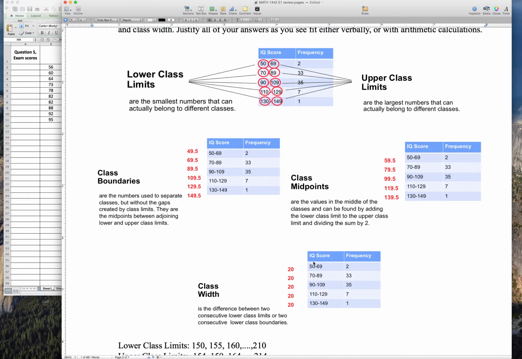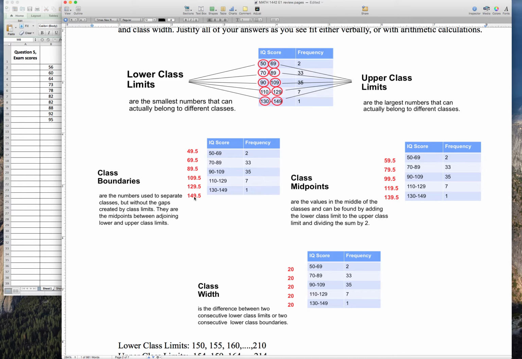As you can see down here, the class width is the difference between two consecutive lower class limits or two consecutive lower class boundaries. So 70 minus 50 is 20. That's the class width. 129 minus 109, that's, what did I just say? It's 20. Sorry, the class width is 20. And so if you add 20 to each of these class boundaries, then you'll get all of the other class boundaries. 69.5 plus 20 is 89.5, plus 20 is 109.5, plus 20 is 129.5.